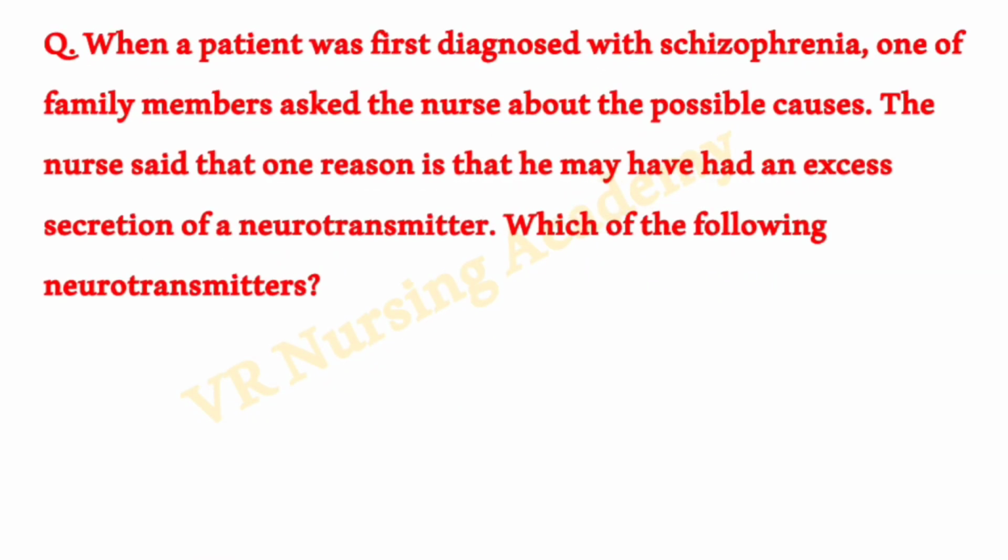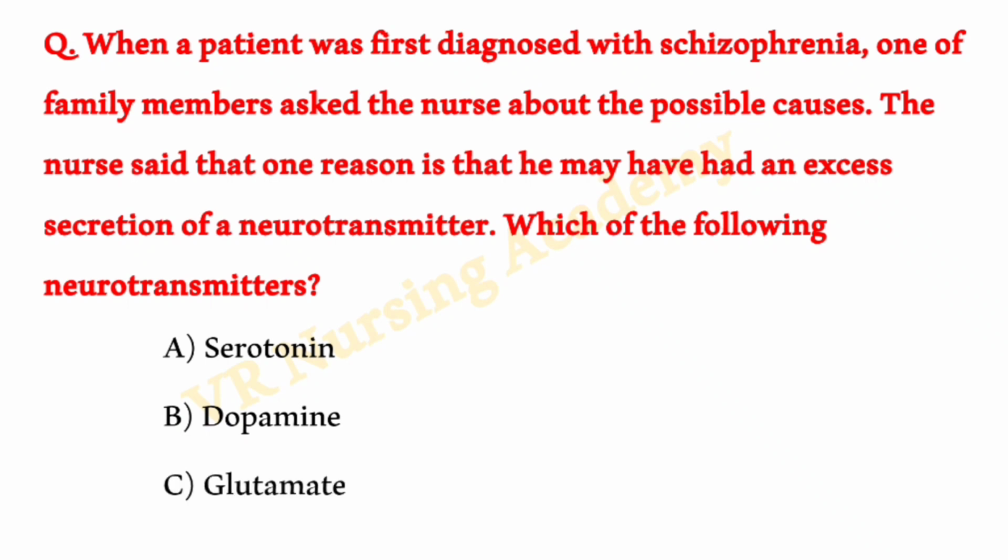Next question. When a patient was first diagnosed with schizophrenia, one of the family members asked the nurse about the possible causes. The nurse said that one reason is that he may have had an excess secretion of a neurotransmitter. Which of the following neurotransmitters? A. Serotonin. B. Dopamine. C. Glutamate. The correct answer is option B. Dopamine.